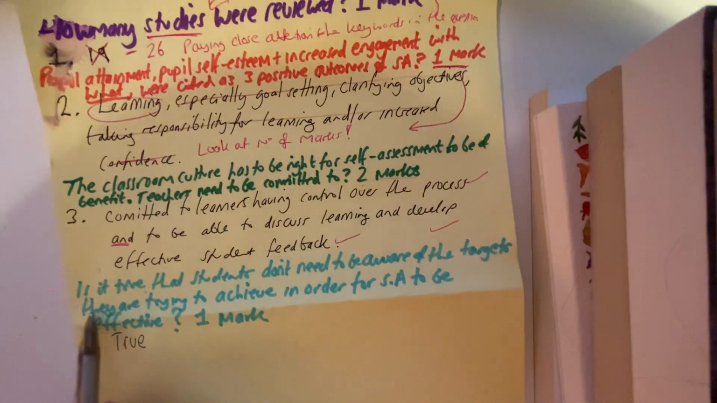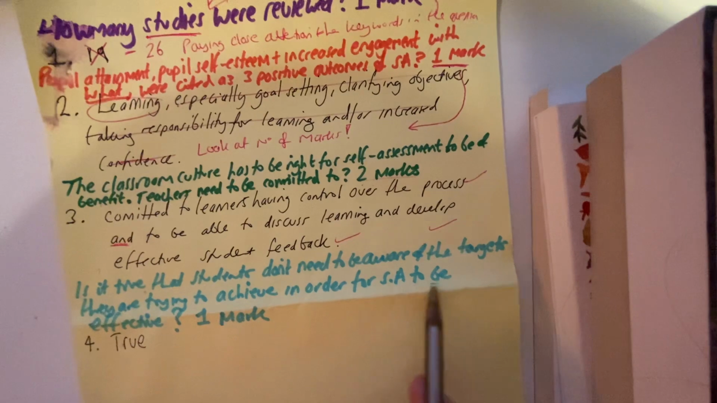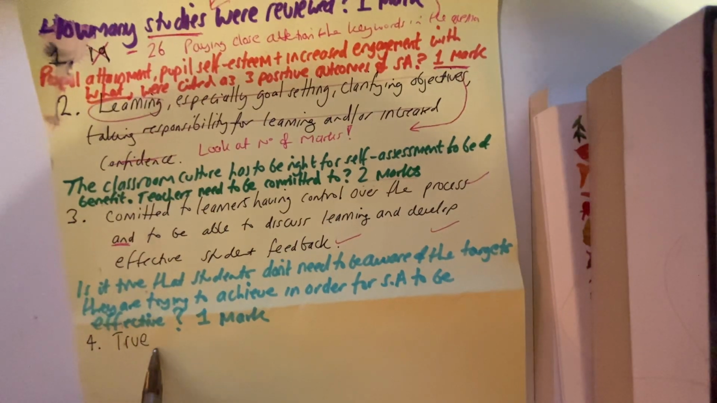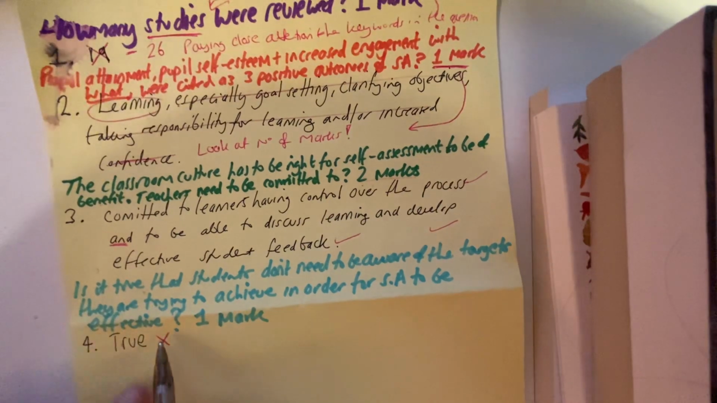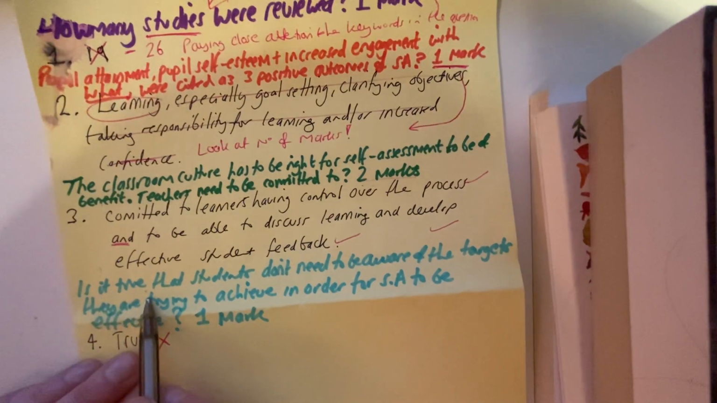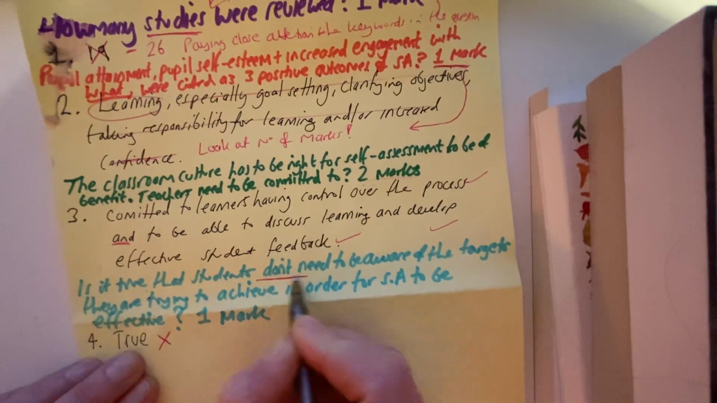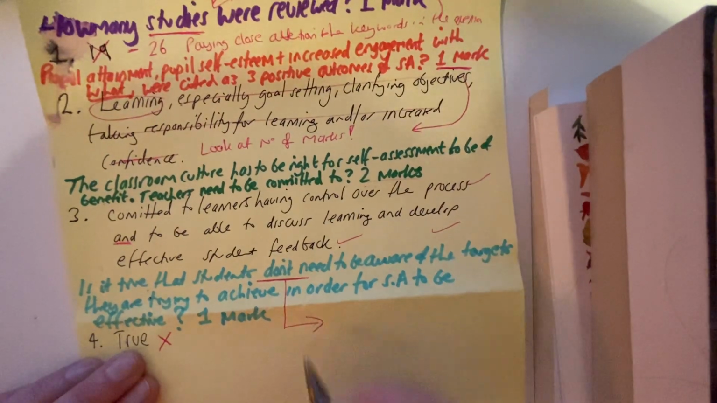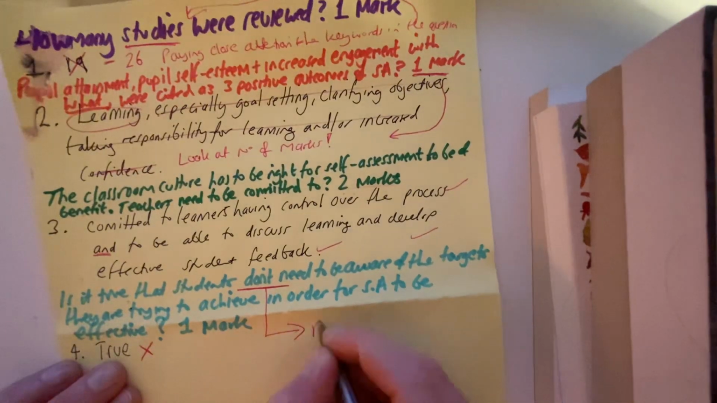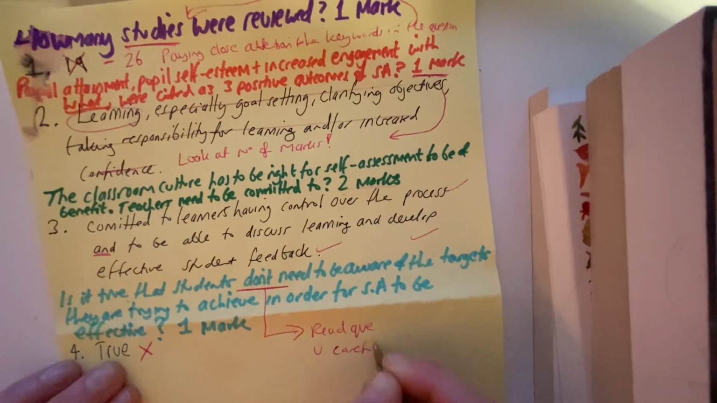Question number 4. Is it true students don't need to be aware of the targets they are trying to achieve in order for self-assessment to be effective? True. Wow, we know that's the wrong answer. So what's probably gone wrong here? It's probably been the question not being closely read, and it's possibly the don't that has thrown them. So what can we learn from this student's mistake? Read question very carefully.